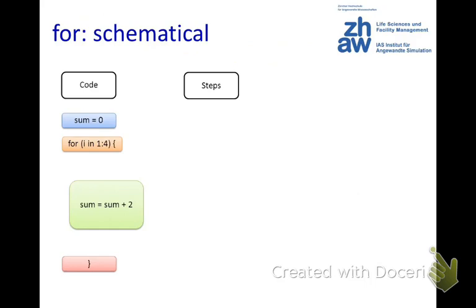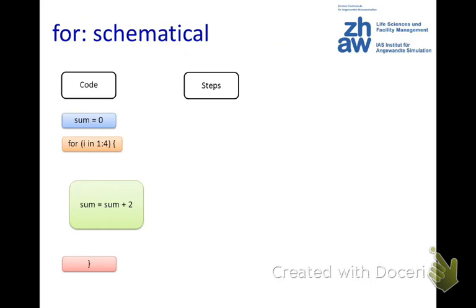Then we have the so-called for statement, and in brackets we write i in 1 to 4. Then we open a curly bracket, and inside this curly bracket we say sum equal to sum plus 2. The print statement that you have seen in the R code was just for illustration, so schematically this can also be left away. And we close the whole for statement with another curly bracket.